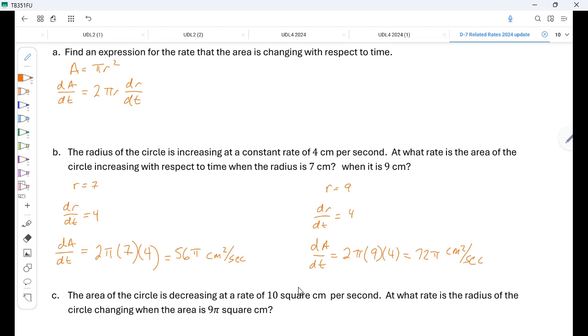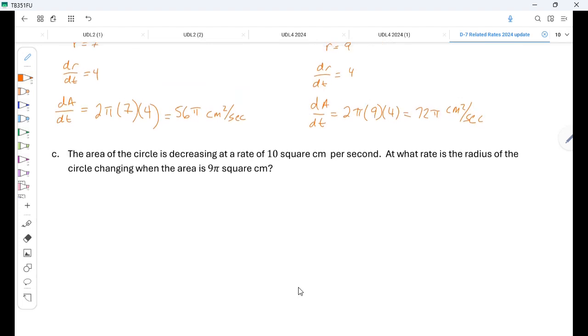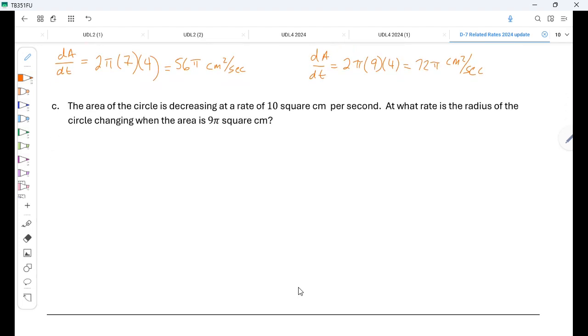Cool. All right, last part of the example, because everything next is for day 2. The area of the circle is decreasing at a rate of 10 square centimeters, oh, I do have square centimeters written. I was looking for the 2. At 10 square centimeters per second, at what rate is the radius of the circle changing when the area is 9 pi square centimeters? Probably should have written constant there, but in the end, they're kind of implying that.